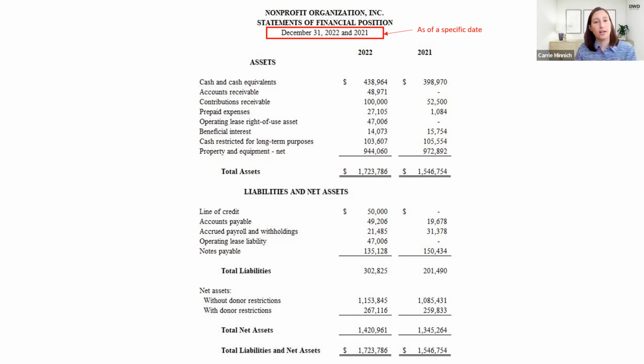We said it's going to be as of a specific date and time. So when you're looking at the statement of financial position, you need to know what date you're looking at. This one is as of December 31st, 2022 and 2021, so this is at the end of the organization's fiscal year. If you are looking at internal statements, these are probably going to be at month end, so January 31st, February 28th, and so on. That just gives you an idea. As of December 31st, 2022, these are the accounts and balances that the organization had on their books.